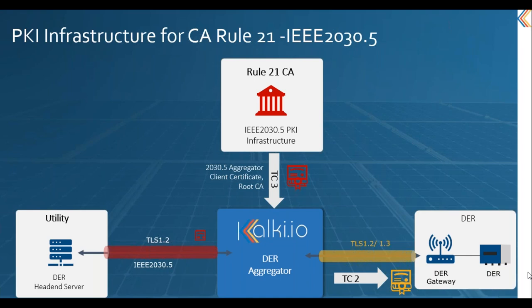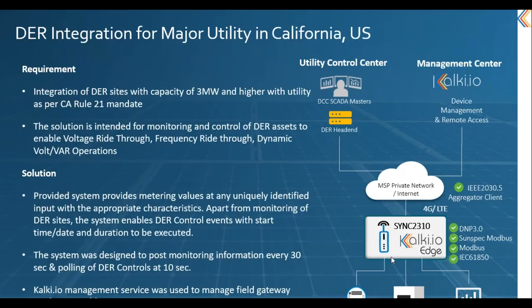So let's look at a few case studies where the solution is used. This project in the US is used for integration of DR sites with a capacity of 3 megawatts or higher with the utility as per the California Rule 21 mandate. So the hardware product, I think 2310, is used with the IEEE 2030.5 software in it, and it's used to connect with the DERs like meters or inverters or EMS systems on different protocols like SunSpec Modbus, standard Modbus, IEC 61850, DNP3. And data collected from these devices is sent to the utilities' head end through the 2030.5 protocol.